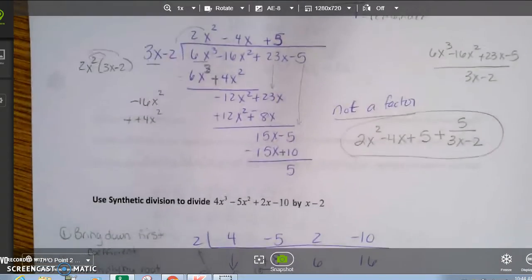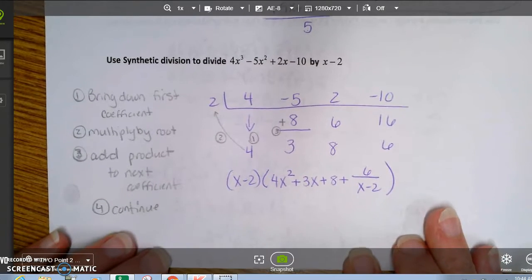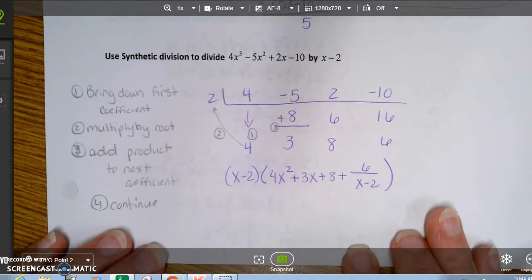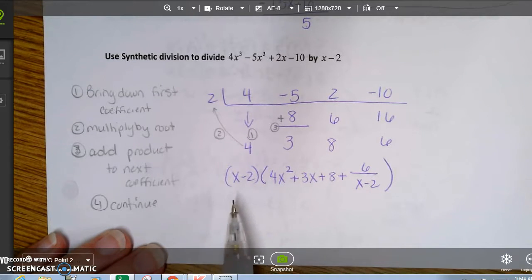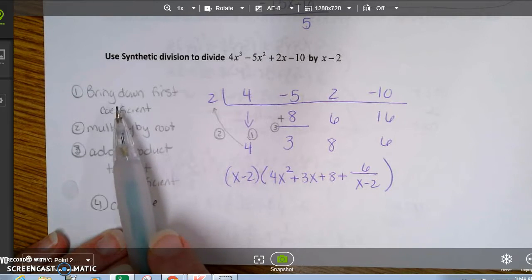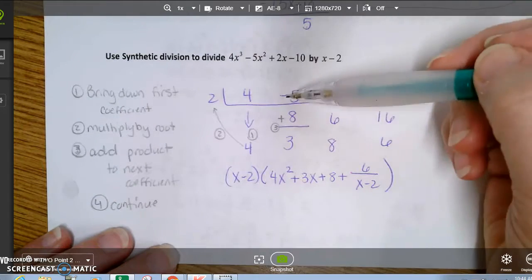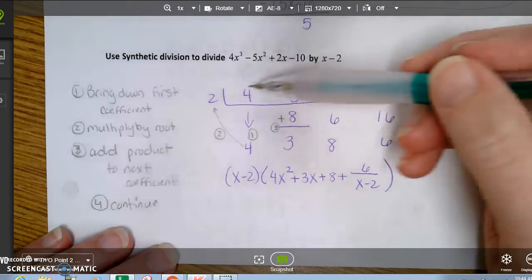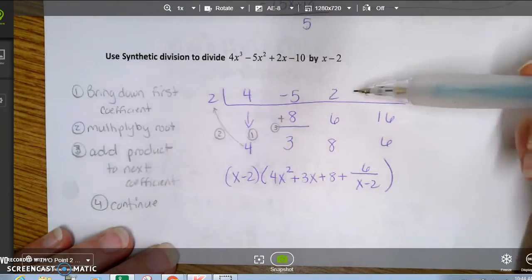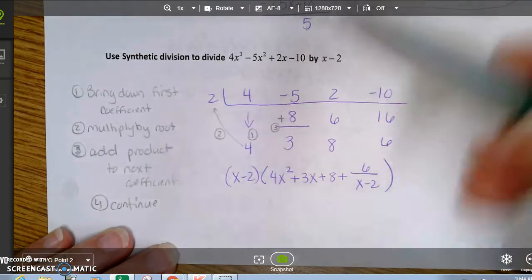Okay? So a problem with long division is that it can be very difficult to do sometimes. So an option that makes it much easier is a process called synthetic division. And with synthetic division, what we're going to do is follow 3 steps. First of all, we're going to bring down the first coefficient for each term. So we bring down the 4, the -5, the 2, and the -10. Remember, if there's any polynomials missing, I have to replace it. Like if there's an x squared but not an x, I have to put a 0 in there.